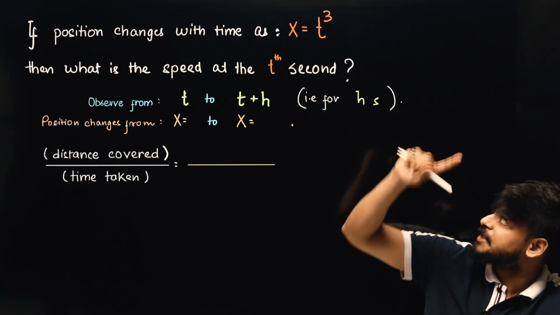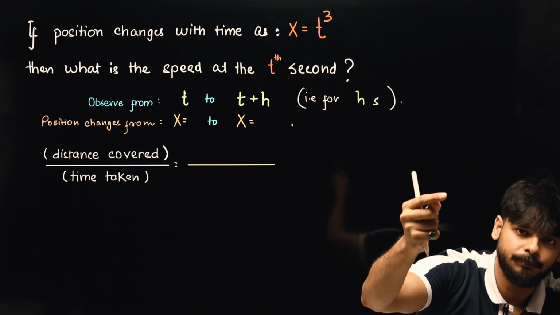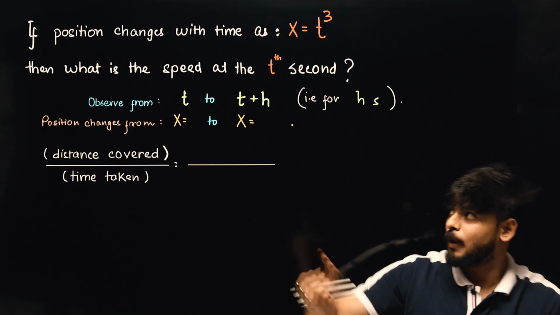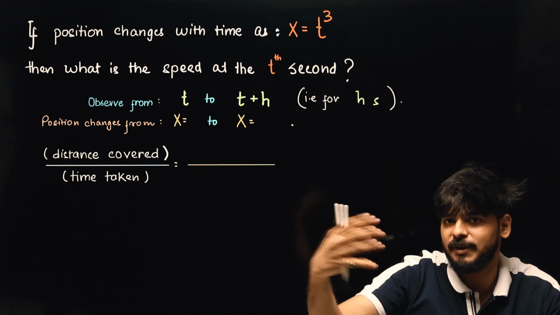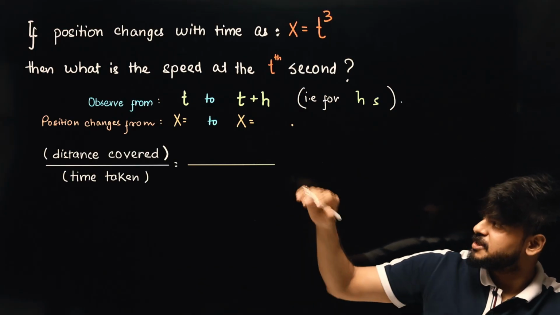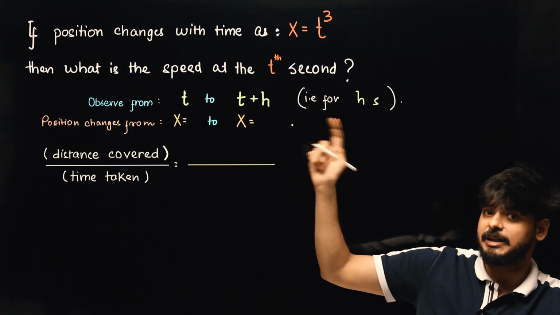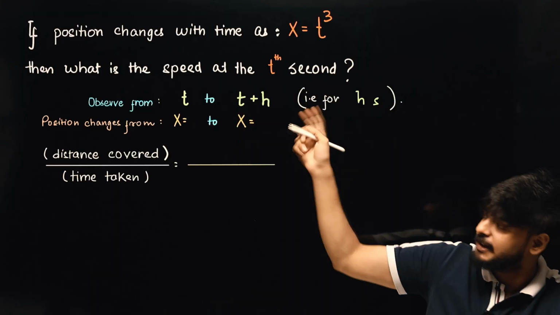Because if you have a situation like this one, where the position is depending on the cube of time, now you're no longer dealing with a body that has a uniform acceleration. You can't rewrite this equation in the form ut plus half at square. It's no longer a quadratic equation. So not only is the position of this body changing with time, not only is the velocity of the body changing with time, but also the acceleration of this body is changing with time. It's actually increasing with time.